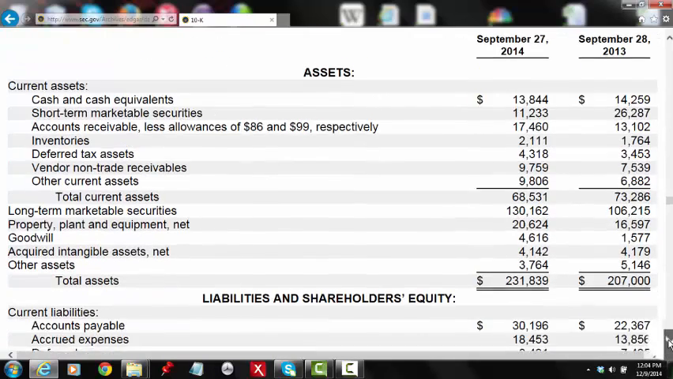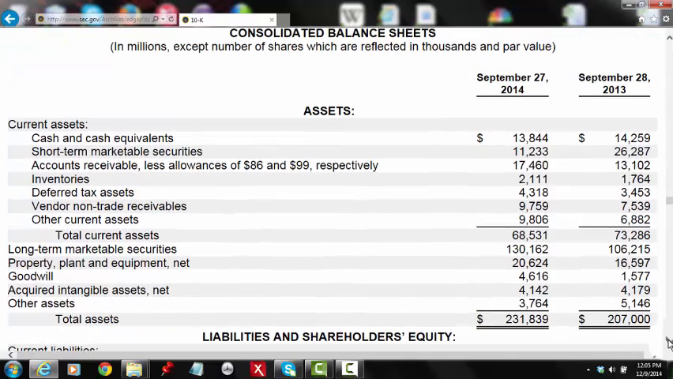Then here is the balance sheet. Now this is very important. One needs to see, like the company has almost $25 billion sitting, like about 11.3 in short-term securities and about 13.8 in cash. And the total assets is about $231 billion.